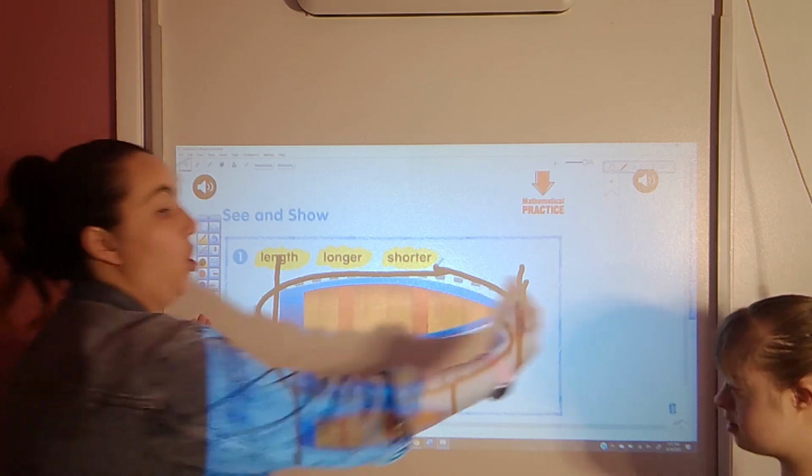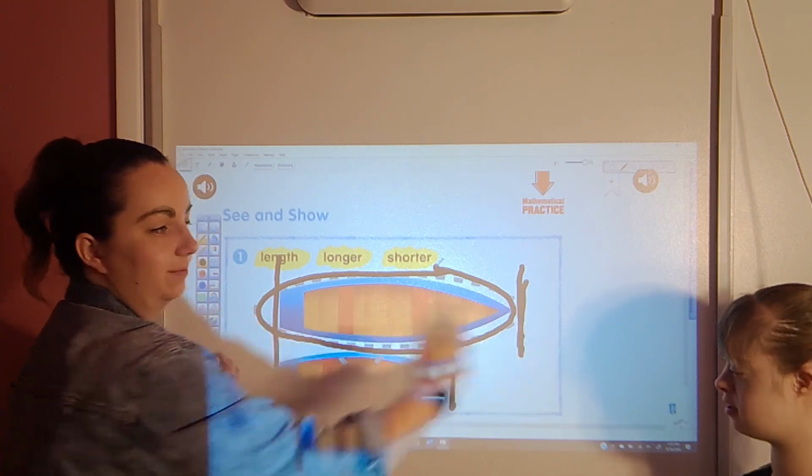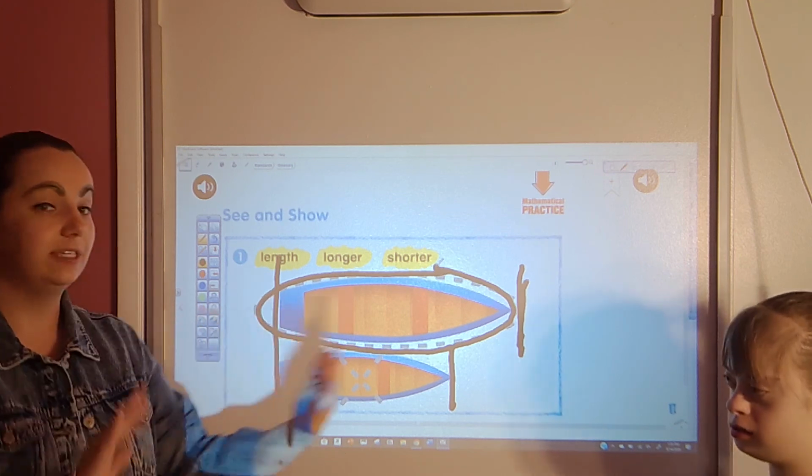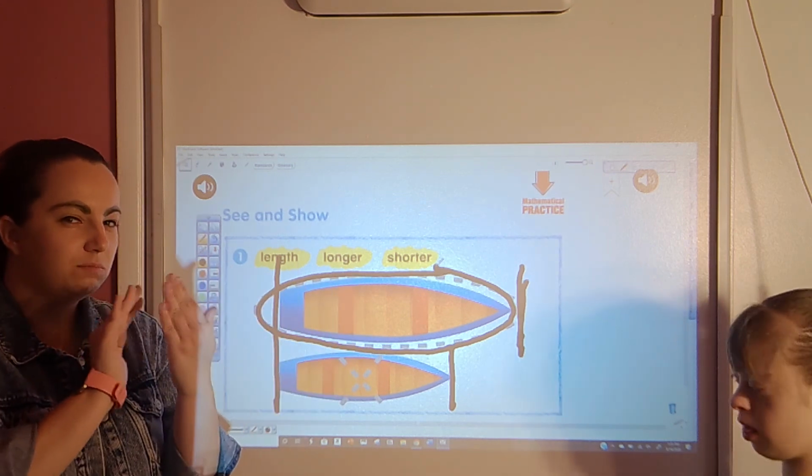It's longer, goes all the way out here. If this boat's longer, which boat is shorter? Not as much length.